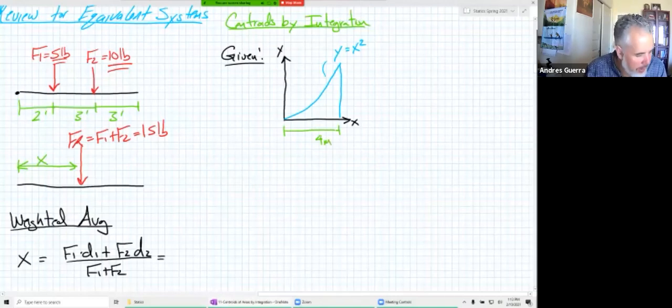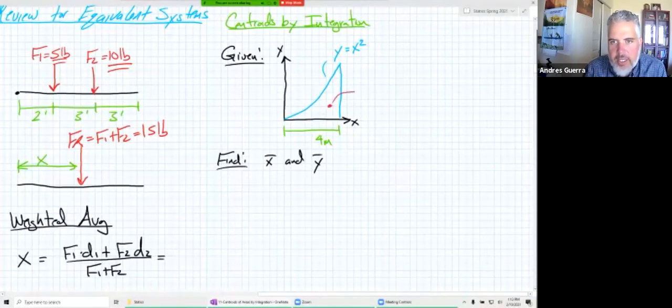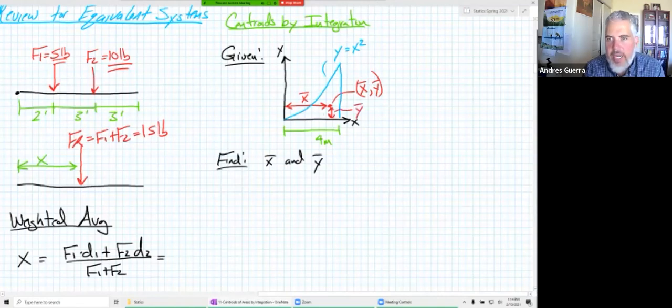And so what they're asking us to find for this problem is x bar and y bar. Which, x bar and y bar, that would be the centroid of the area. Maybe it's about right there, just kind of guessing. So x bar and y bar. What we're talking about is the x distance, right? So that would be that distance right there. That's our x bar. And this distance right there, that would be our y bar. So find x bar and y bar.